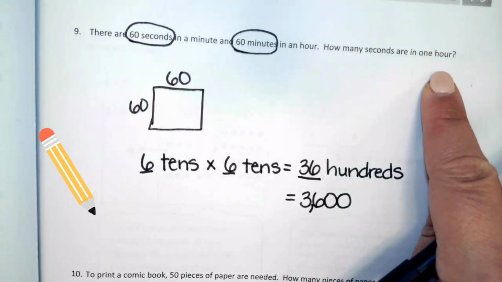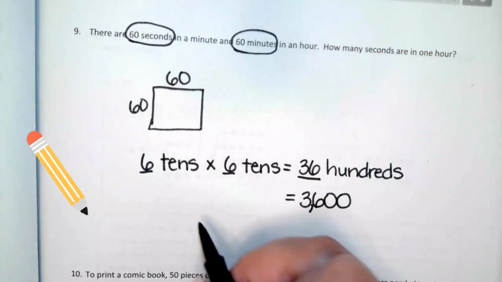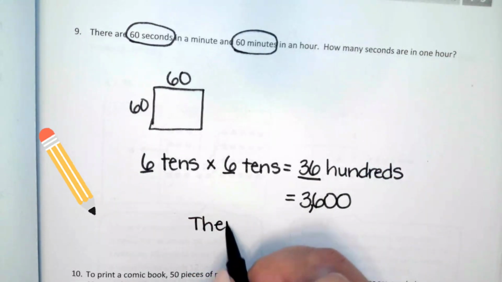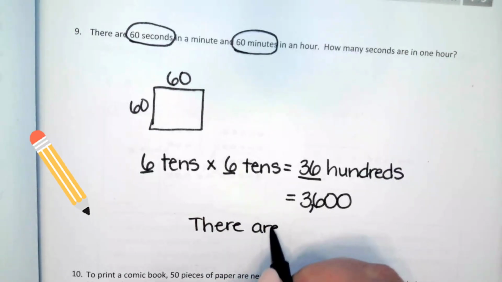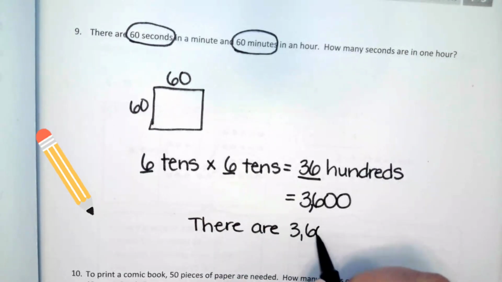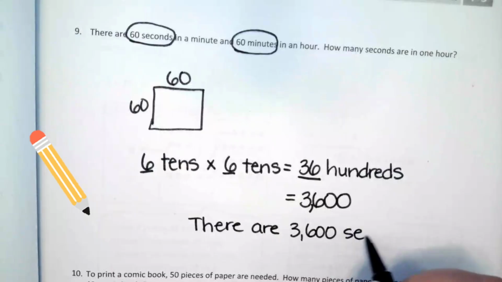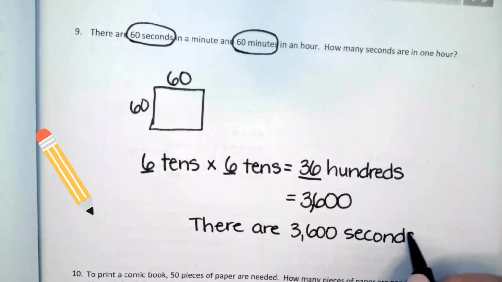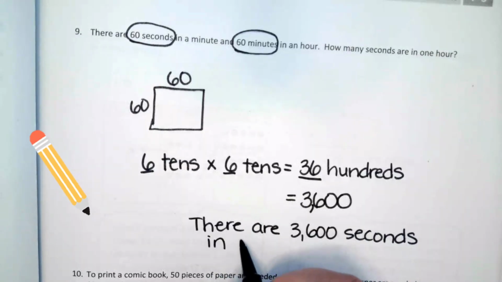Let's write our answer statement. How many seconds are in 1 hour? There are 3,600 seconds in 1 hour.